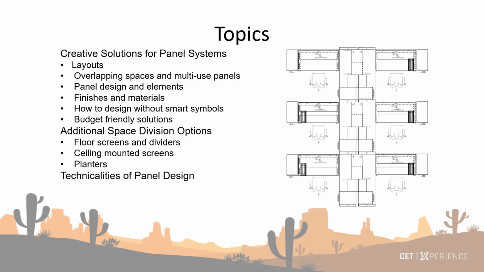So jumping right on in with our topics. For Creative Solutions for Panel Systems, we will be covering layouts, overlapping spaces in multi-use panels, panel design and elements, finishes and materials, how to design without smart symbols, and budget-friendly solutions. For our additional space division options, we will be talking about floor screens and dividers, ceiling-mounted screens, and planters. I will also be covering a couple of technicalities of panel design.